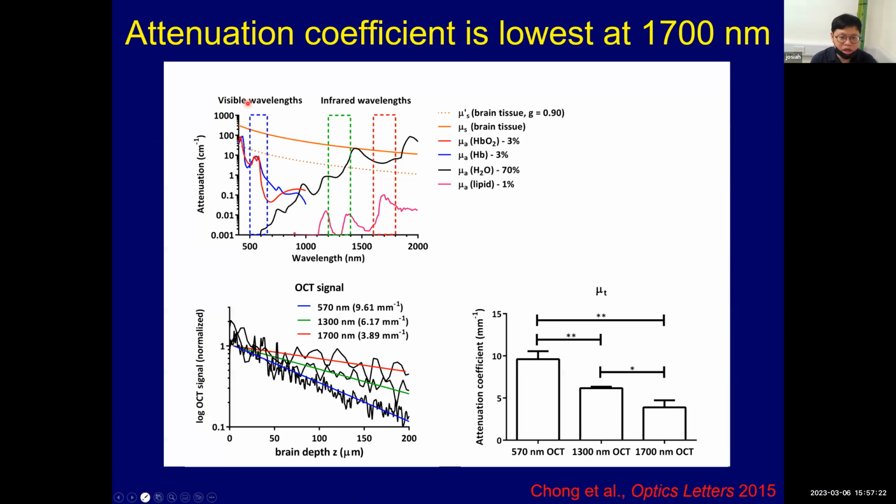We also measured the attenuation of the light, which is one way you can characterize how well the light penetrates into the tissue. We confirmed that when we use the 1700 wavelength, the attenuation is the lowest, which means that the light can propagate longer before being scattered in the tissue.